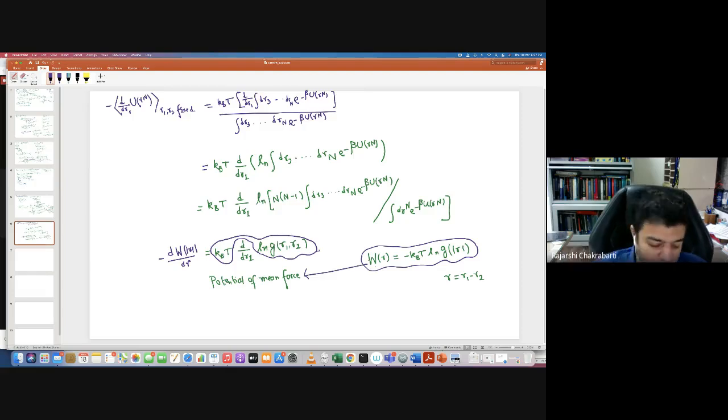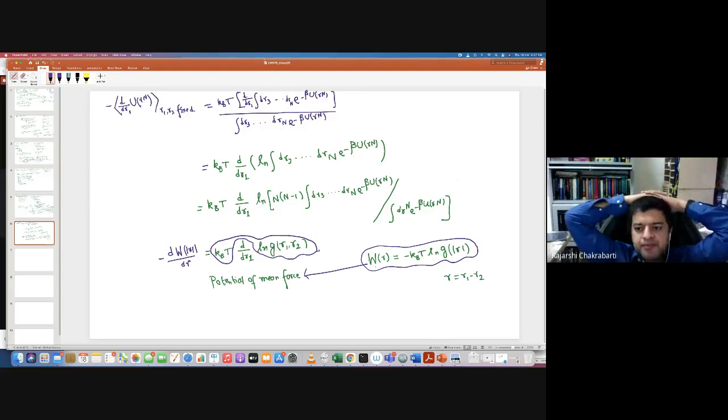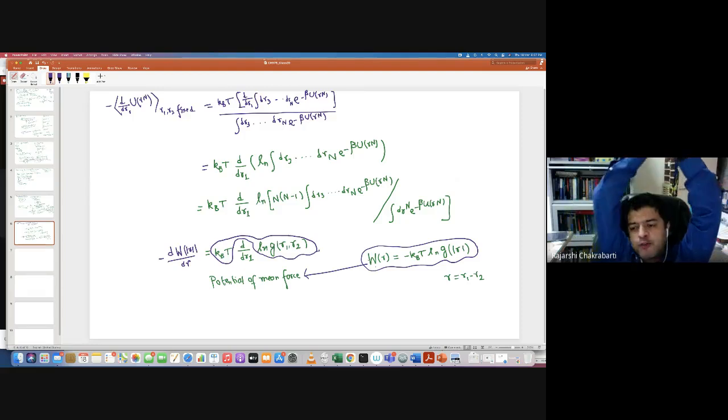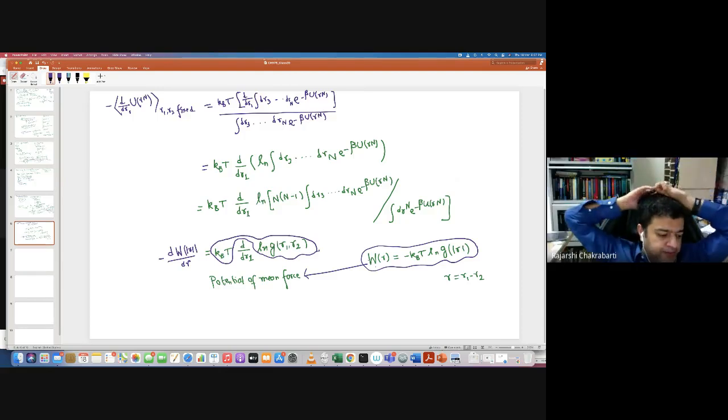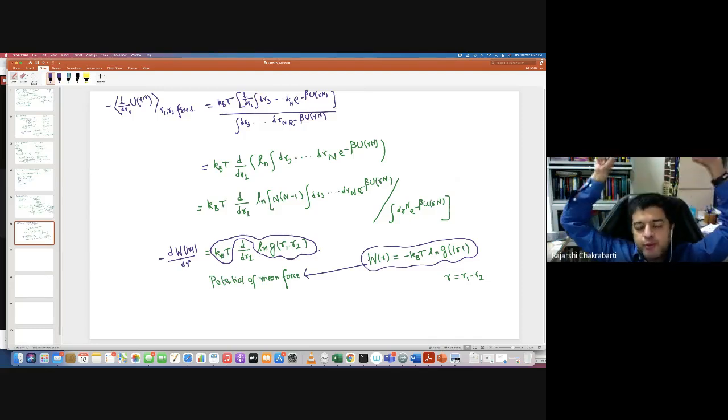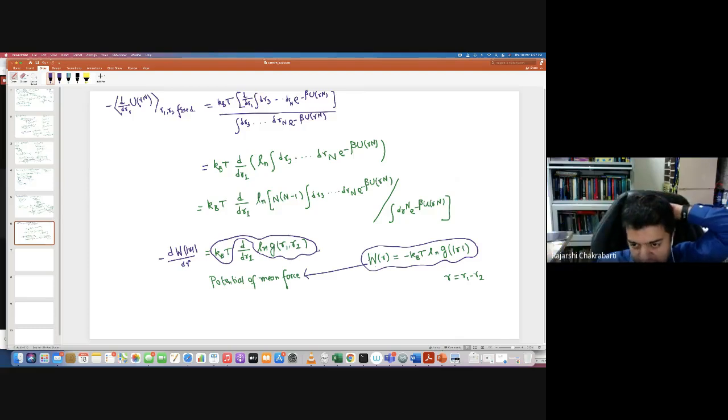So what is the potential of mean force between two particles in a collection of N particles? It is minus kBT times log of g(r). Is this clear? Yes, sir. And this is actually the reversible work done to bring these two particles, when they are separated by infinite distance, to a distance where the separation is r. So this is like reversible work done, isn't it, in NVT? And that is why it is Helmholtz free energy.